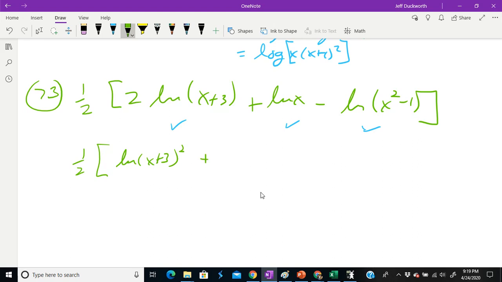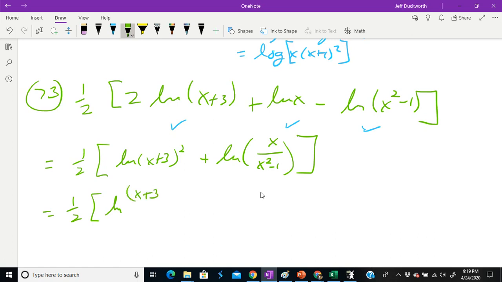And I have a subtraction here. So ln of x minus ln of (x squared minus 1), I can do ln of a quotient. So x over x squared minus 1. Okay, now I have a sum. Now I can multiply them together. So this is going to be ln of (x plus 3) quantity squared times x over x squared minus 1. That's still going to be in the denominator.